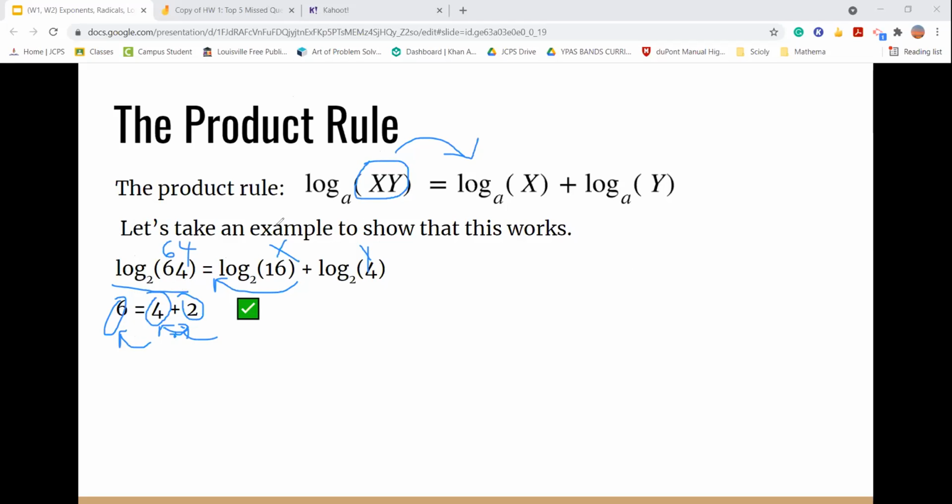Like when you split this bigger number into the two things, as long as they're both factors of my number, it should work. We're just showing you 16 and 4 because it's easier to see. So does that make sense or no?